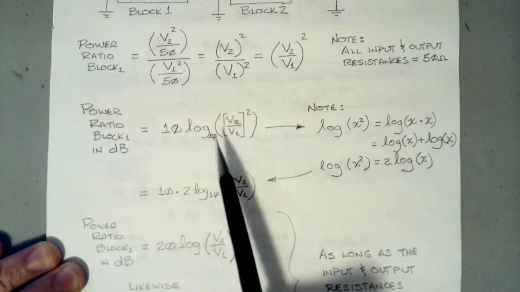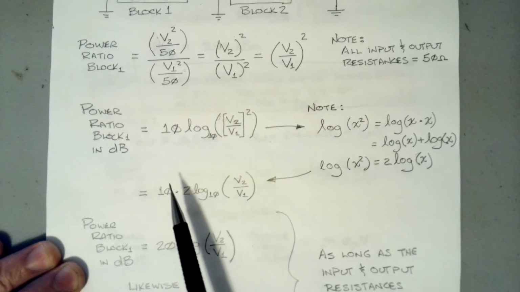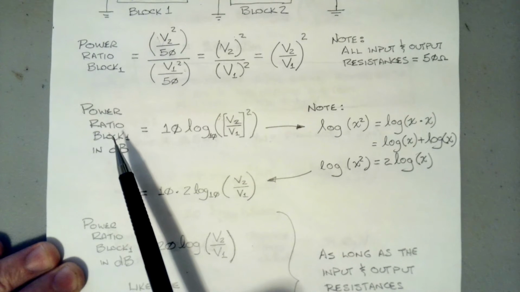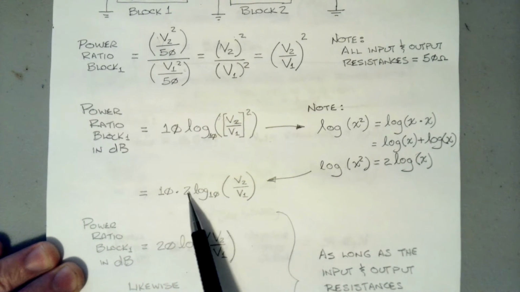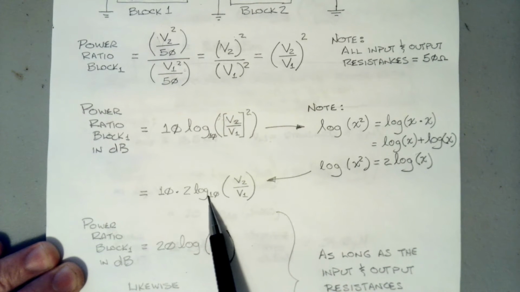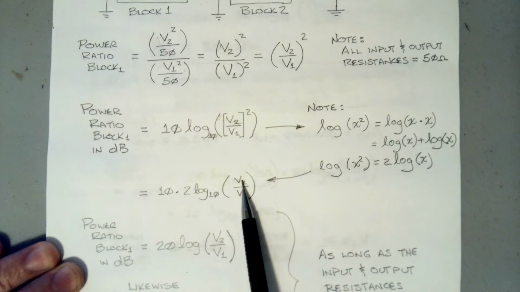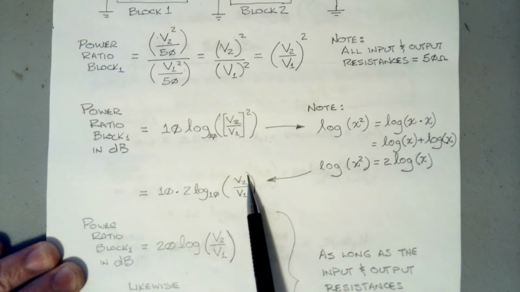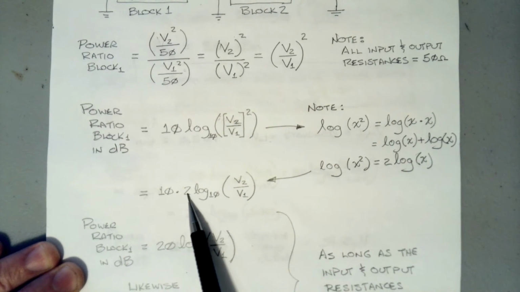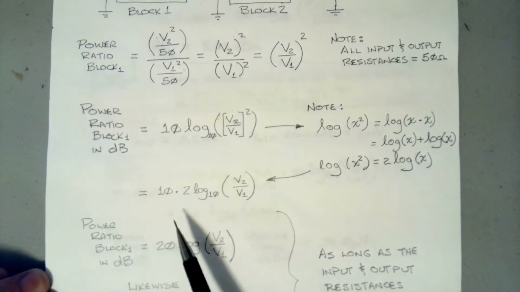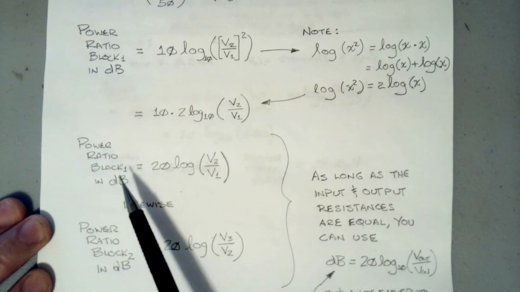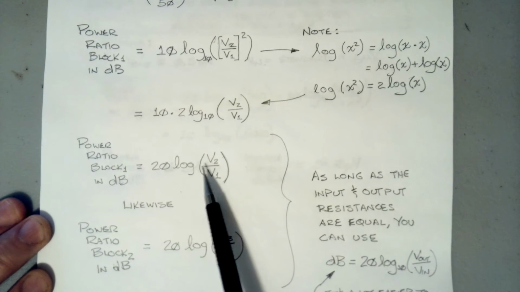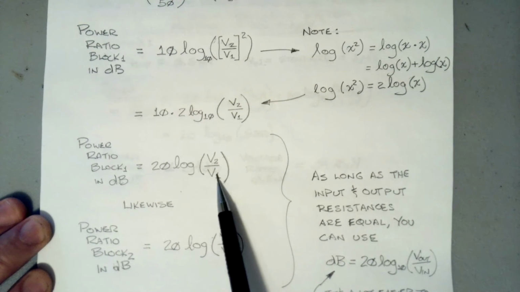So we can restate our formula now: the power ratio of block 1 in dB is equal to 10 times 2 times the log to the base 10 of V2 over V1. See, we don't have the square anymore. That square comes out of the log as a 2 over here. So the power ratio of block 1 in dB is equal to 20 times the log of V2 over V1.